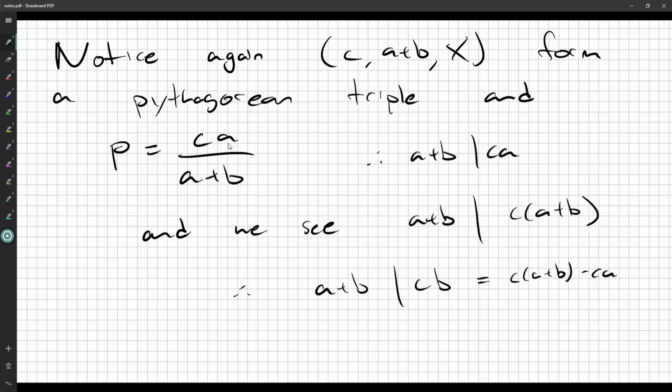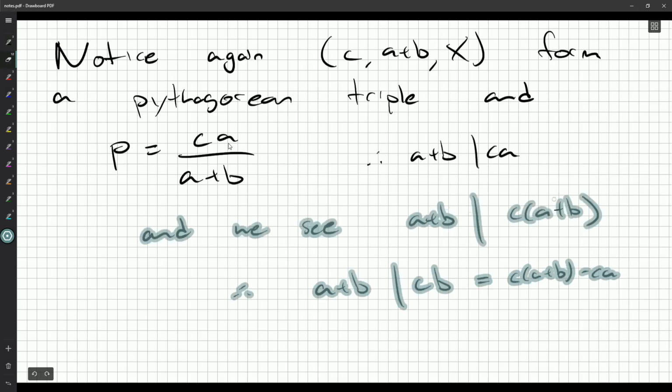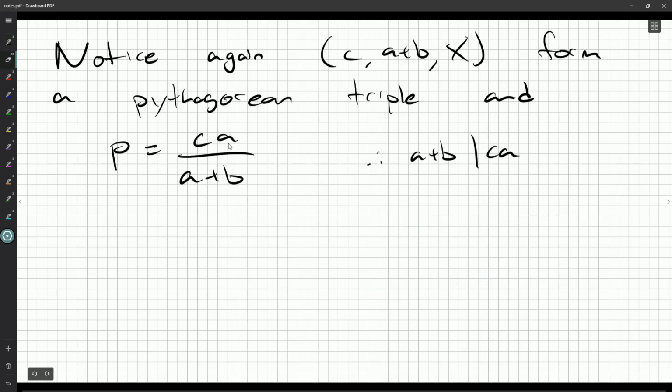Well, let's say... Oh, no, it's the A. It's the A there. So let's say something like, let D be the greatest common divisor.